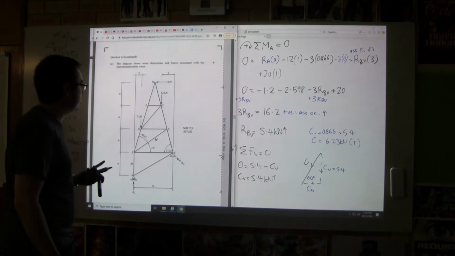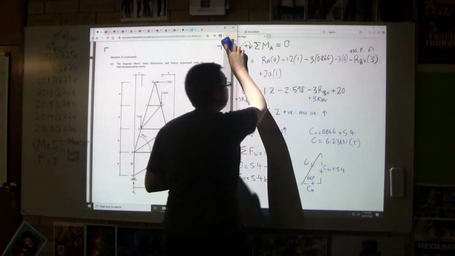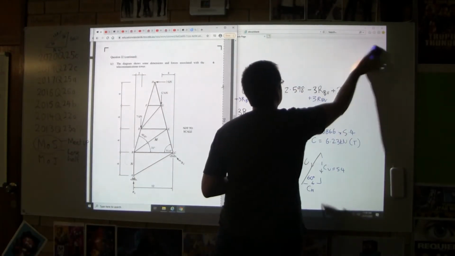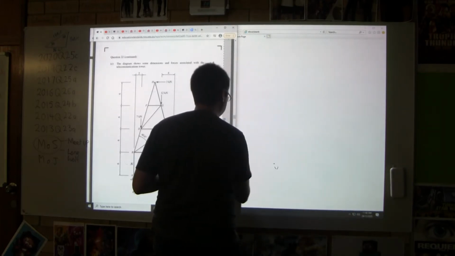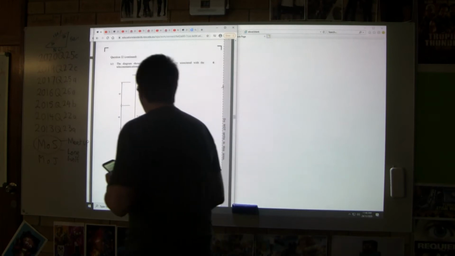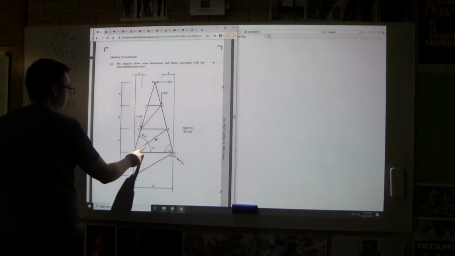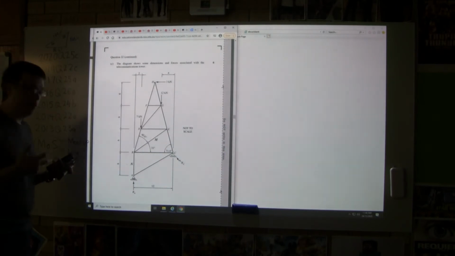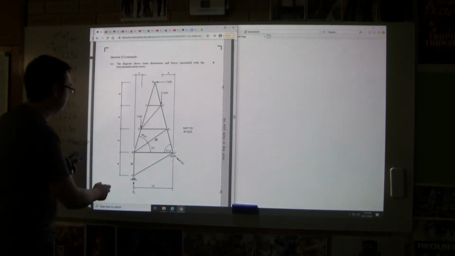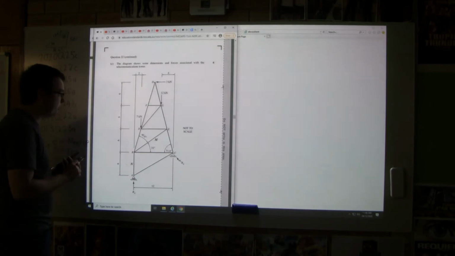Okay, in this question, I'm asked to find N and M. I don't really like that it's called M because M is used for moment, and N is also used for axial load, but we won't worry about that. I'm just going to tell you that it's asked us to find that.